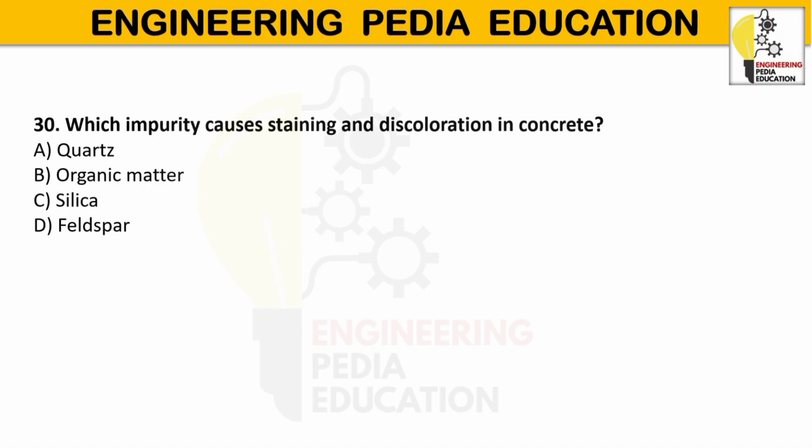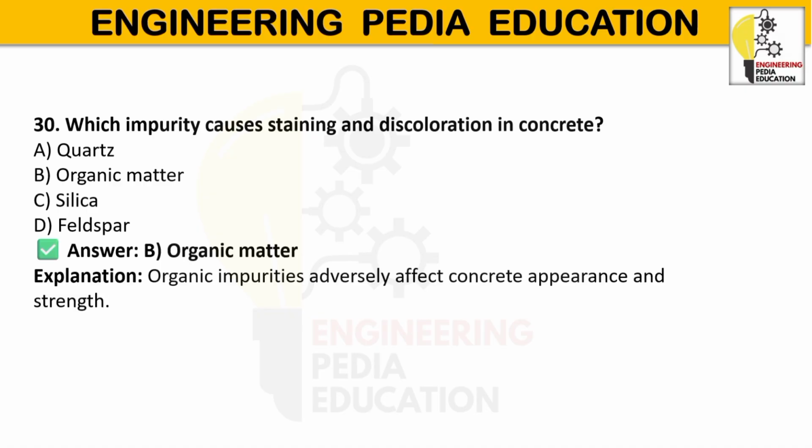Which impurities cause staining and discoloration in concrete? Quartz, organic matter, silica, feldspar. So the correct answer is organic matter. Organic matter adversely affects concrete appearance and strength.